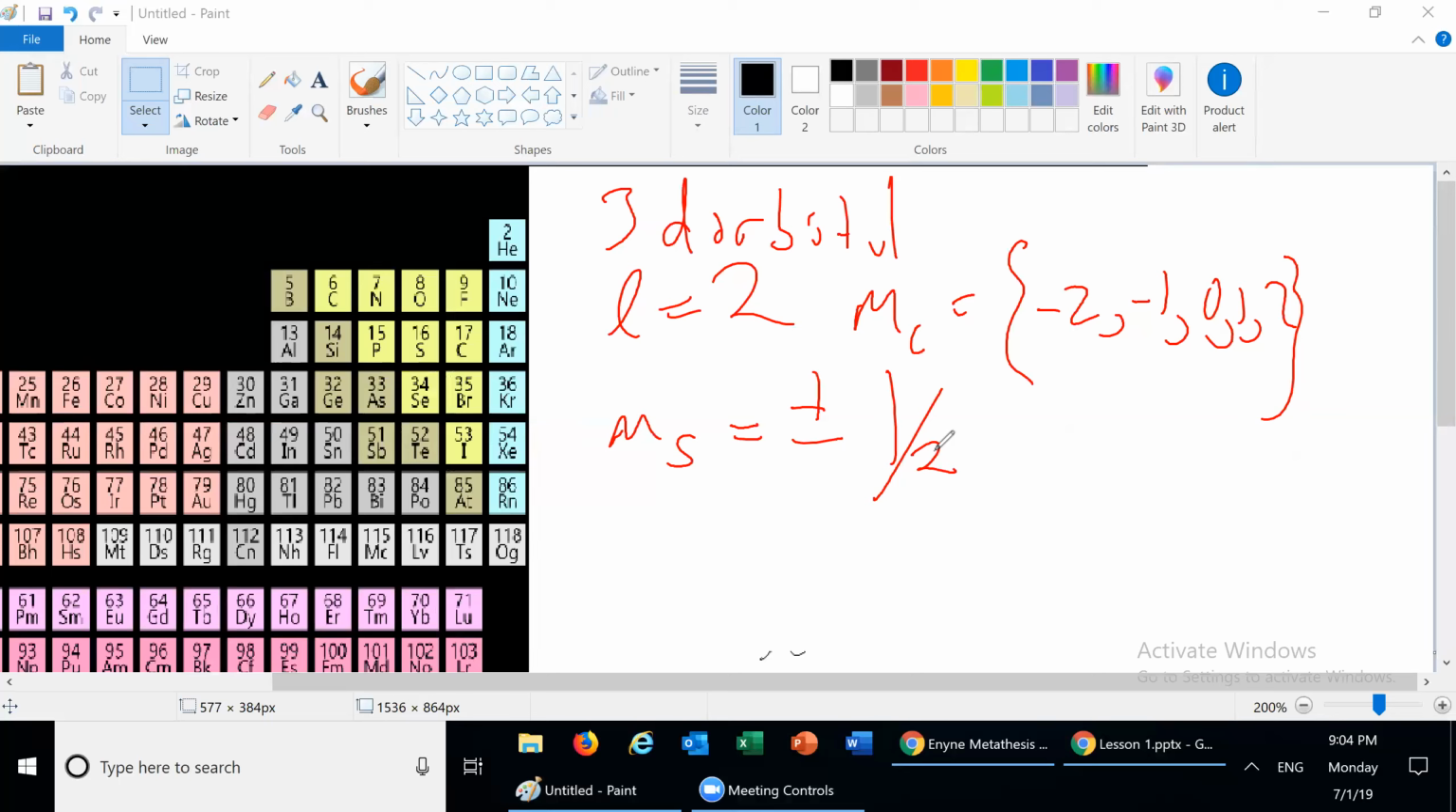Okay. So knowing that each orbital can have 2 electrons, and that there are 5 different 3d orbitals, how many electrons do you think we can put into the 3d orbitals? 10. Yeah, so we can put 10 electrons here. Let's just do one more example since this is important.